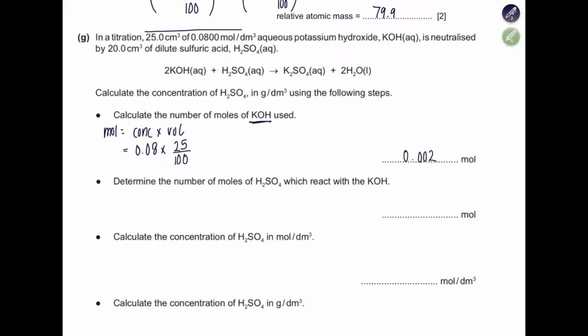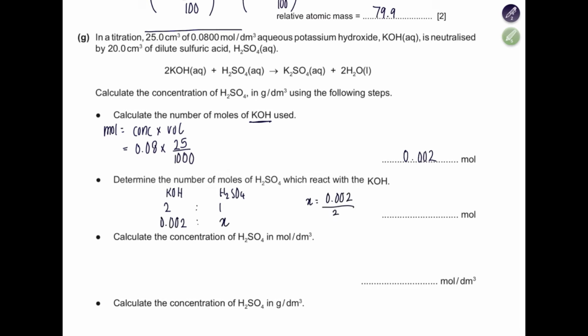0.002 moles. Determine the moles of H2SO4. The ratio between KOH and H2SO4 is 2 to 1. If this is 0.002, what is it going to be? We'll just divide this by 2 and we get 0.001.